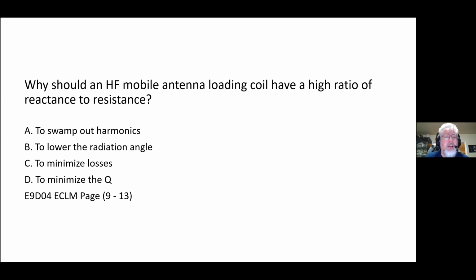Why should an HF mobile antenna loading coil have a high ratio of reactance to resistance? A, to swamp out harmonics. B, to lower the radiation angle. C, to minimize losses. Or D, to minimize the Q. Charlie. Charlie is correct, to minimize losses.